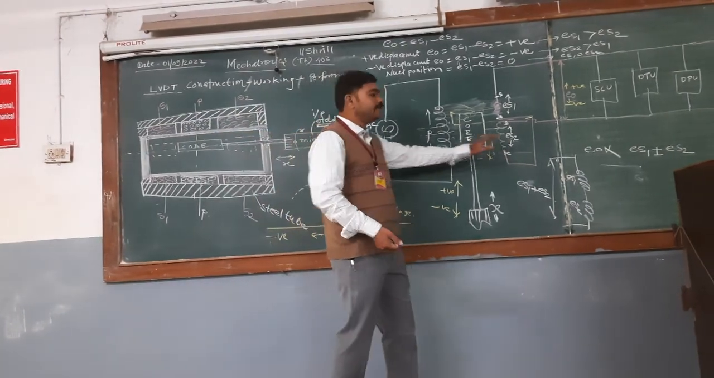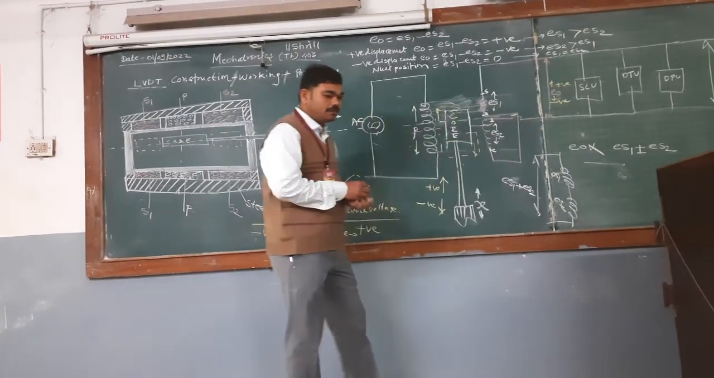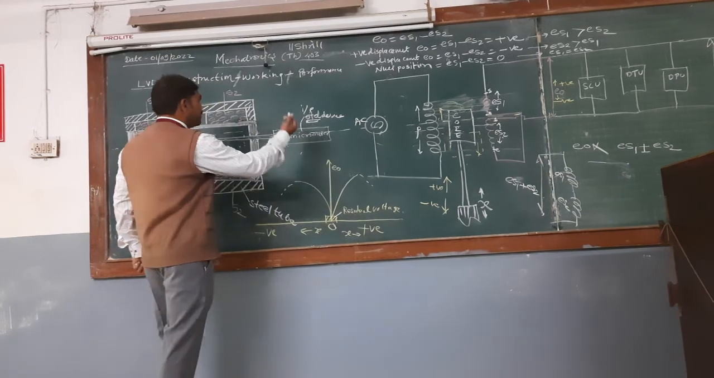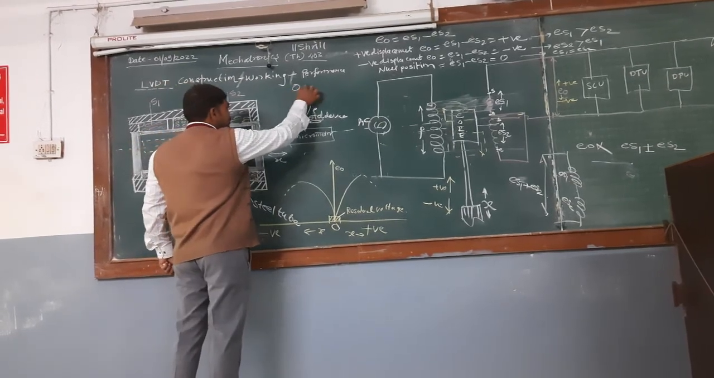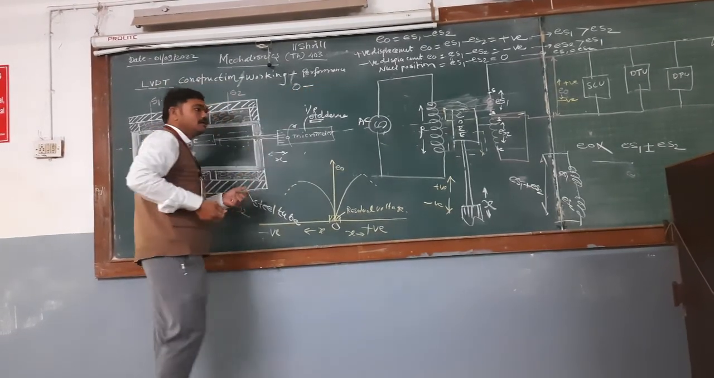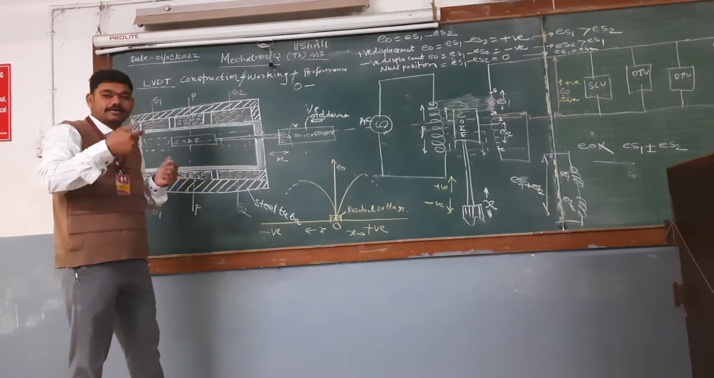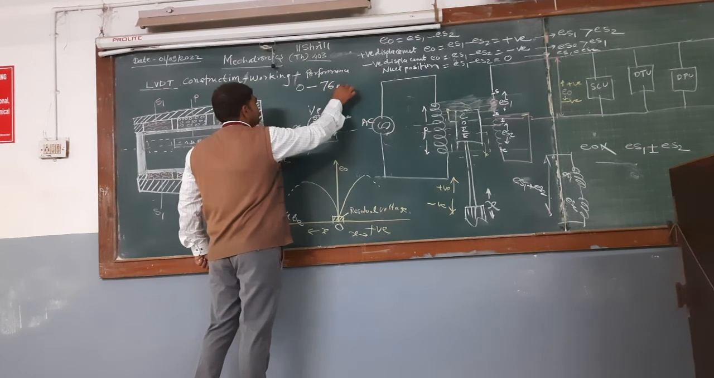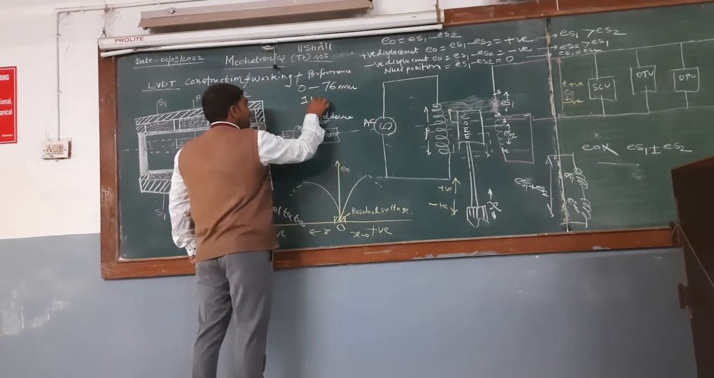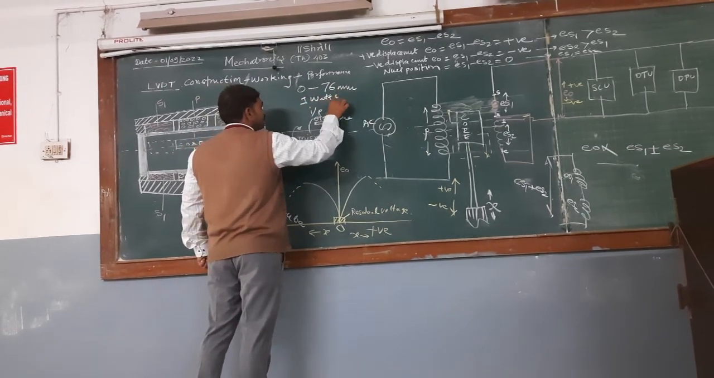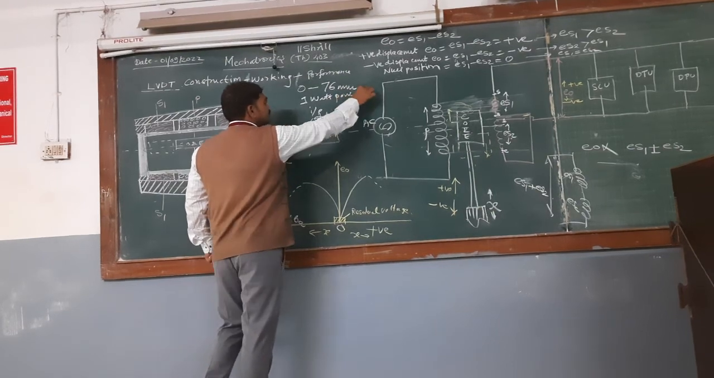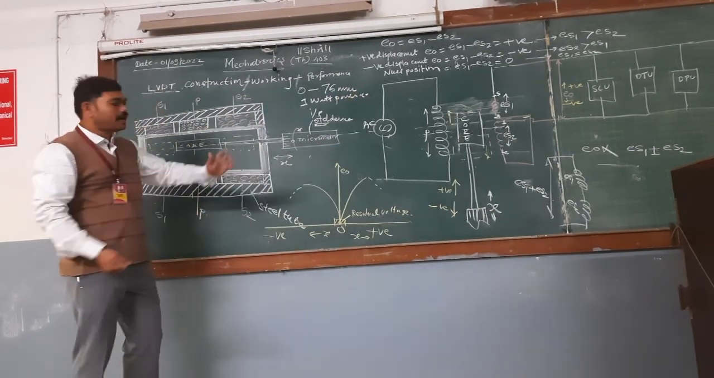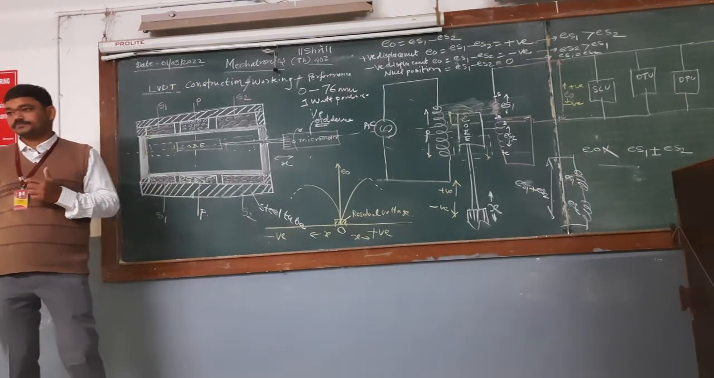Now, what is the limitation of this LVDT? The limitation of LVDT is in the available market. They are available in ranges of 0 to 30, 0 to 50 mm, and the last range is 0 to 76 mm, with 1 watt power consumption. This is the limitation, because beyond this we cannot construct the LVDT.